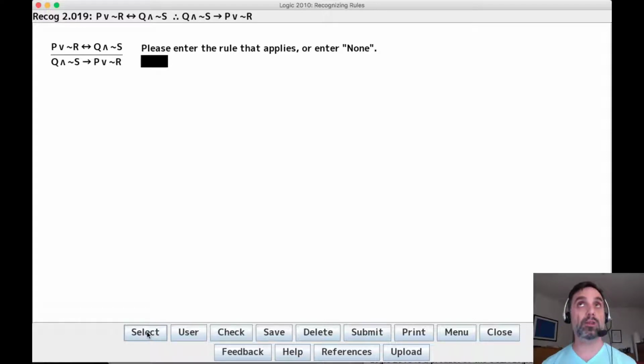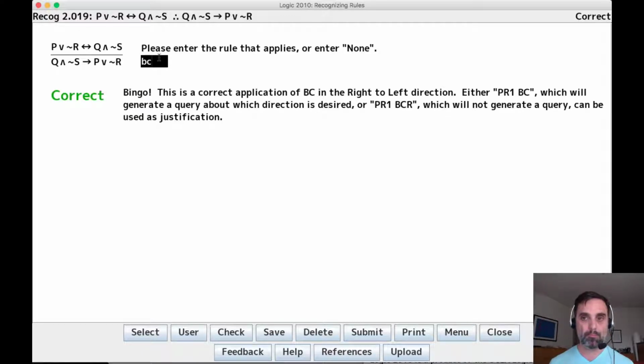If you have the biconditional, you can infer the right to left conditional. And indeed, you can do that here. Q and not S is the right side of the biconditional. There it is there. P or not R is the left side. There it is there. So what we have in the conclusion is the right to left component of this. So this is in fact BC. And we could write BCR to tell the computer which way to go.